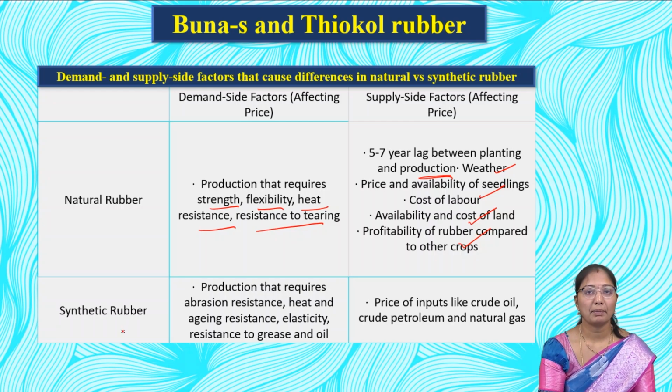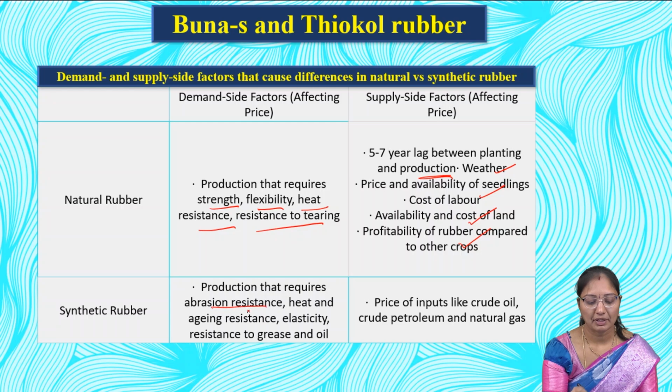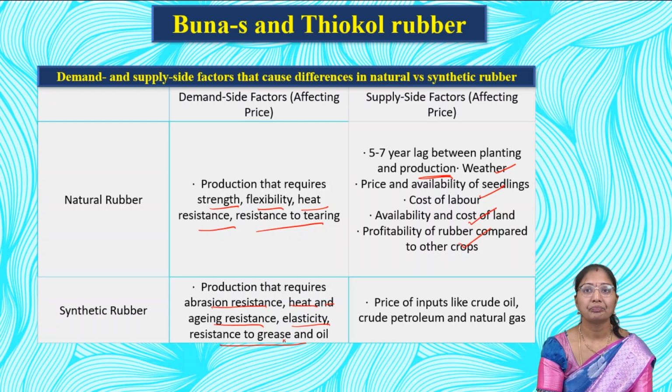Whereas synthetic rubber production requires abrasion resistance, heat and aging resistance, elasticity, and resistance to grease and oil. Its price depends on inputs, because it is man-made and generally prepared from the byproducts of petroleum or crude oil. So it depends on the cost of crude oil, crude petroleum and natural gas.